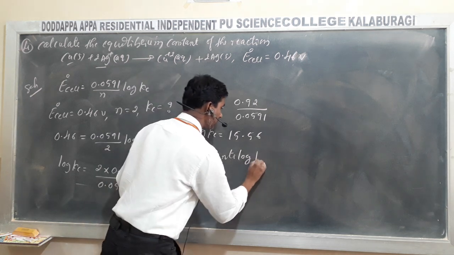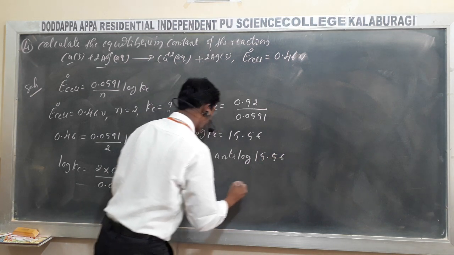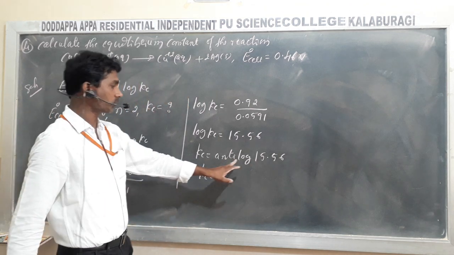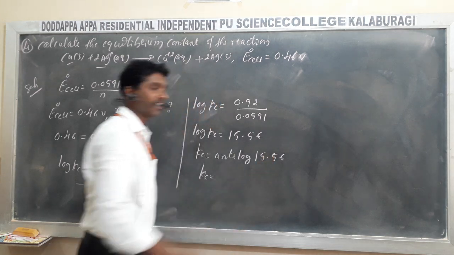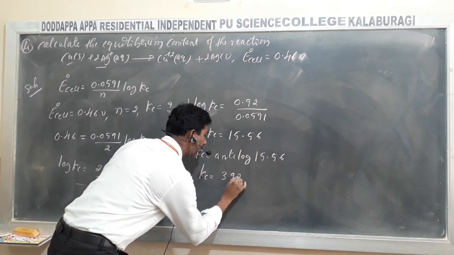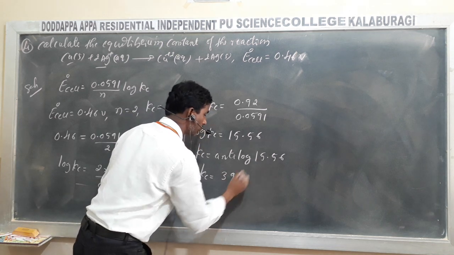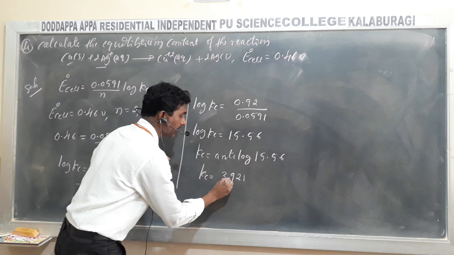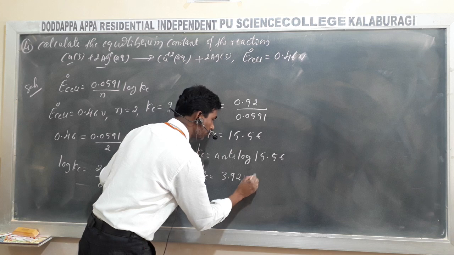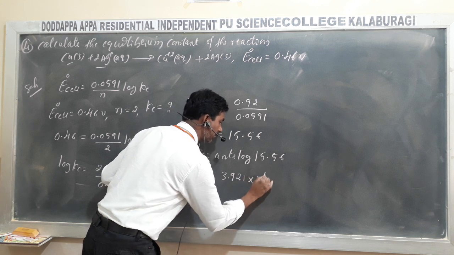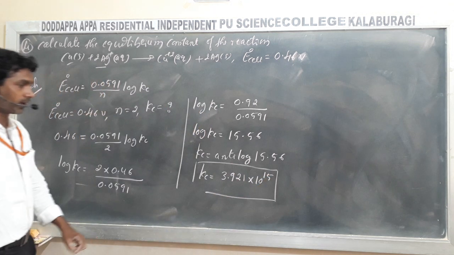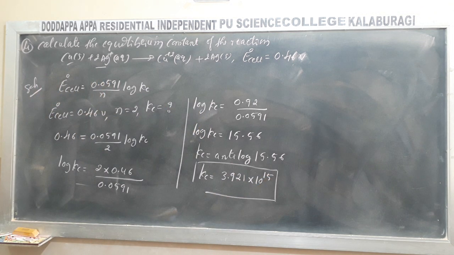Now Kc is equal to the antilog of 15.56. Take the log table and see the antilog of 0.56. So we get 3921. Always put a point after one digit, so this is 3.92. And 15 means 10 to the power of 15. So Kc is equal to 3.91 into 10 to the power of 15.